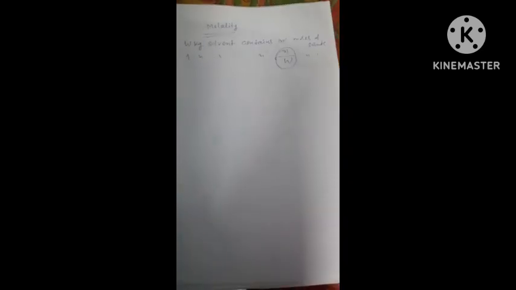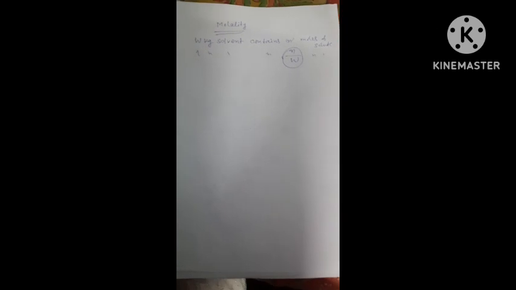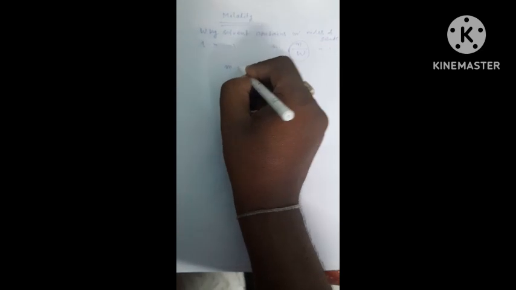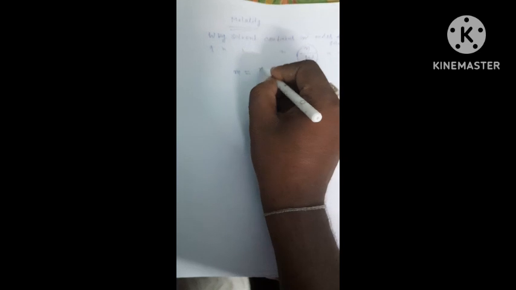So by definition, this n by W is the molality, and molality is denoted by small m. So small m equals, what will it be? n by W. And this W is in kilograms. This is the mass of solvent.